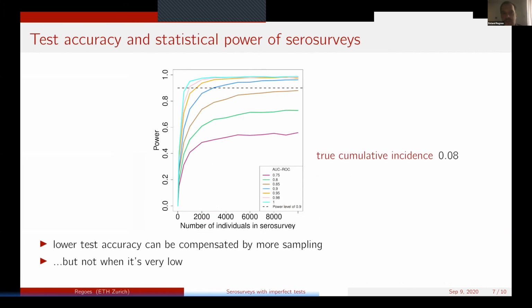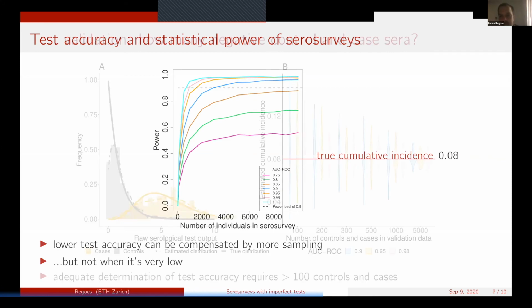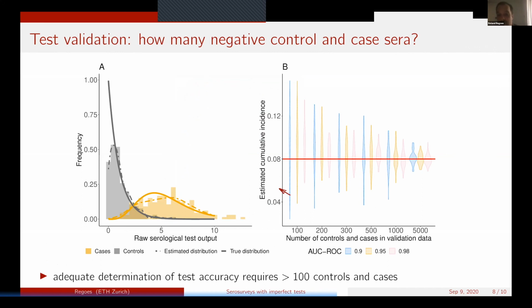The first thing we looked at is how does test accuracy affect the statistical power of serosurveys. And one of the conclusions we can get is that basically you need to enroll more people if your test is less accurate, and you can compensate for lower test accuracy to some extent, but not all the way. So if your test is less accurate than 0.9 of this area under the receiver operator curve, then this would require infeasibly large serosurveys.